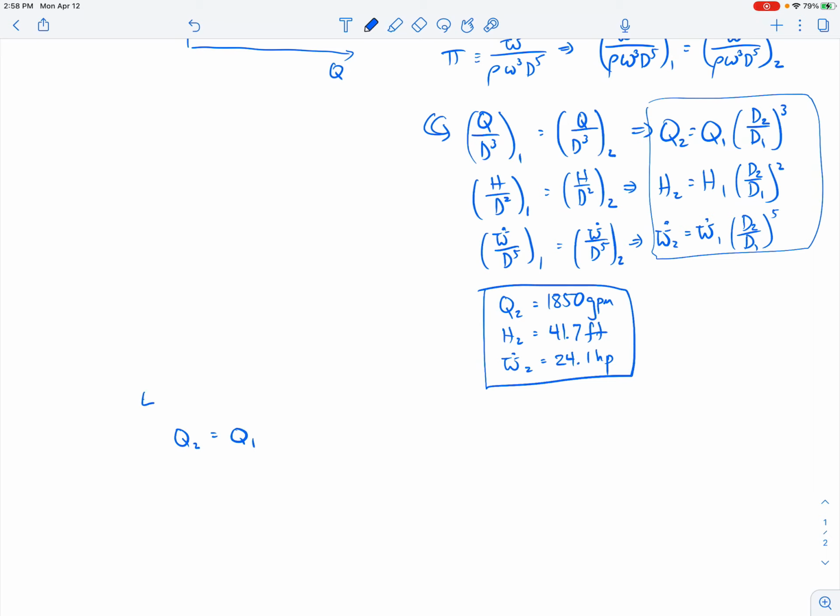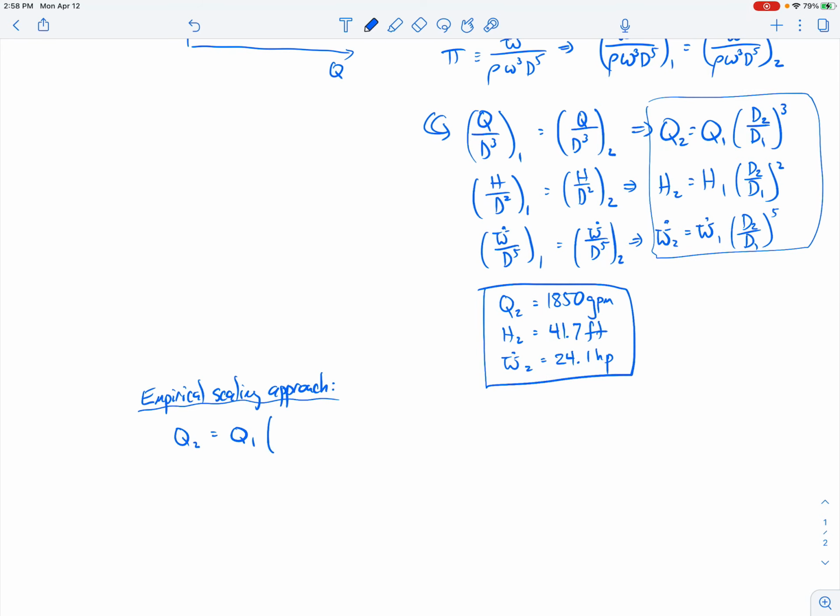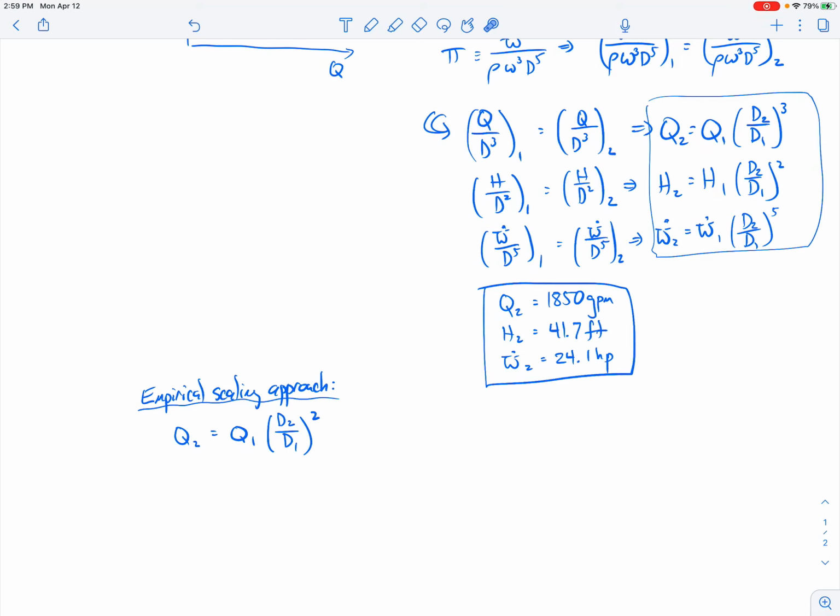Let me write this down. This is the empirical scaling approach. This one's a little more accurate if you're scaling the pump impeller because of that issue with geometric similarity. So this would be Q2 is equal to Q1 times D2 over D1 squared. Using pure dimensional analysis, it would be raised to the cubed. But empirically, raising it to the second power seems to work better.